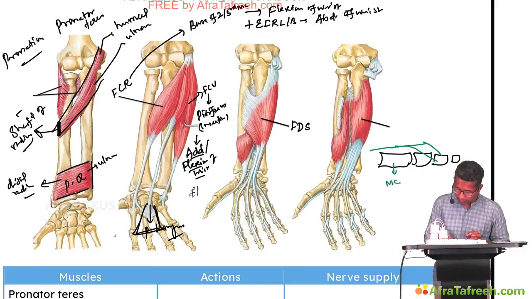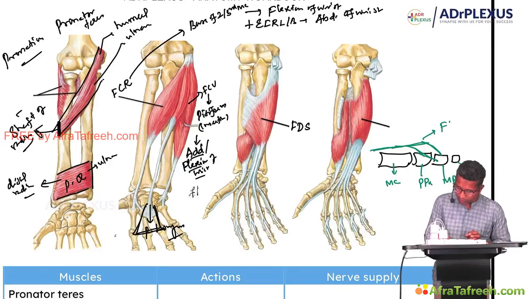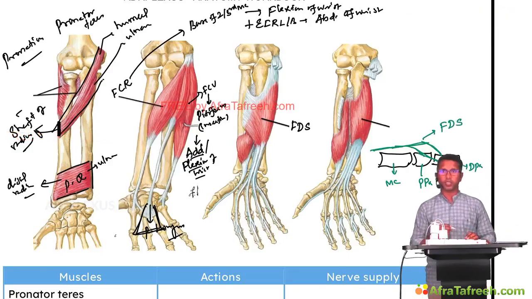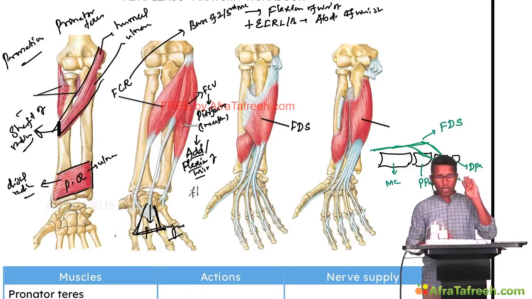So what is this? This is metacarpal, this is proximal phalanx, this is middle phalanx, and this is distal phalanx. Now this tendon which is splitting into two and getting inserted onto either side of the middle phalanx is the flexor digitorum superficialis muscle. Now, these 4 tendons go to the medial 4 fingers, guys. And what is their action?